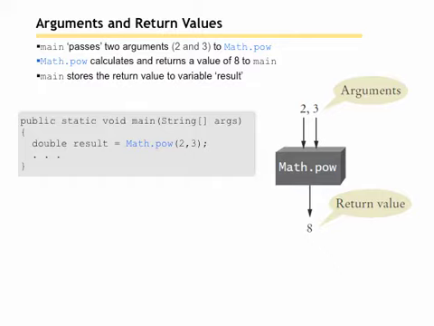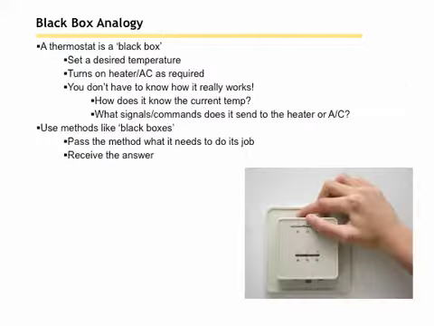So arguments and return values. Main passes 2 arguments, 2 and 3, to math.pow. Math.pow calculates and returns a value of 8 to main, and then main stores the return value in the variable result. If we didn't store the return value, if we had math.pow on a line all by itself, that'd be fine. But what would be the point of calling math.pow? Because it would return 8 and we would do nothing with it. We would just ignore it.